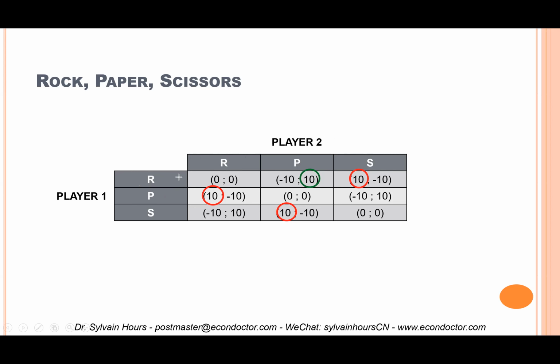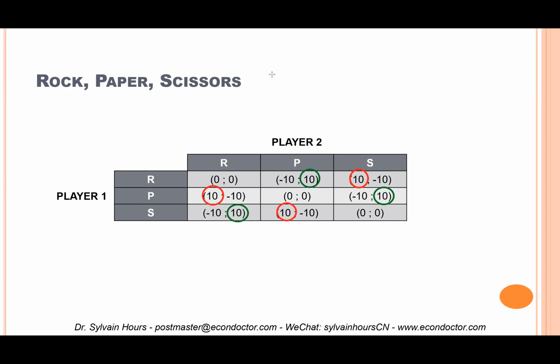I am player two. I believe player one is going to play paper. I can play rock and get -10, paper and get 0, or scissors and get 10. So I circle my best response, and same thing, of course, if I believe player one is going to play scissors. And here, what we see is that there is no Nash equilibrium. How do I know? Because there is no cell in which I have circled the two numbers.